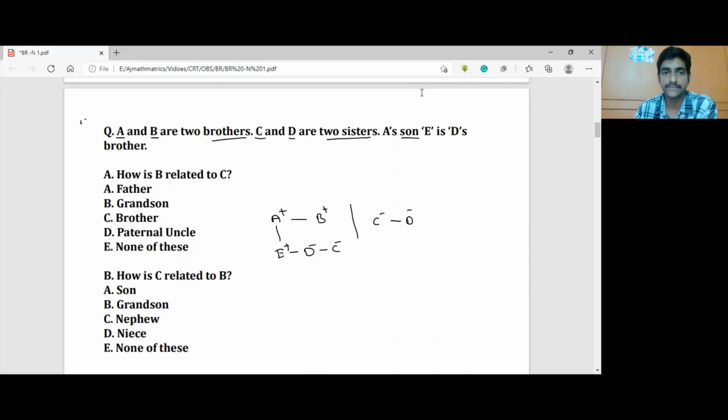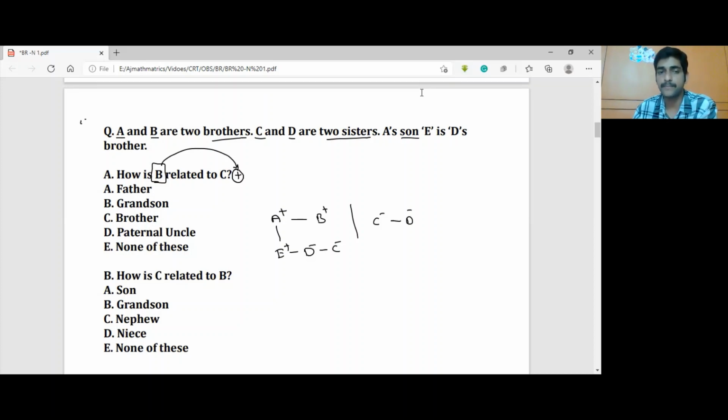And coming to the answer for the question: how is B related to C? This answer depends on the gender of B. If B is a male, then a male relation will come. If B is a female, a female relation will come. So be sure about the gender of B. Here the gender of B is plus. So why does it depend on the gender of B?